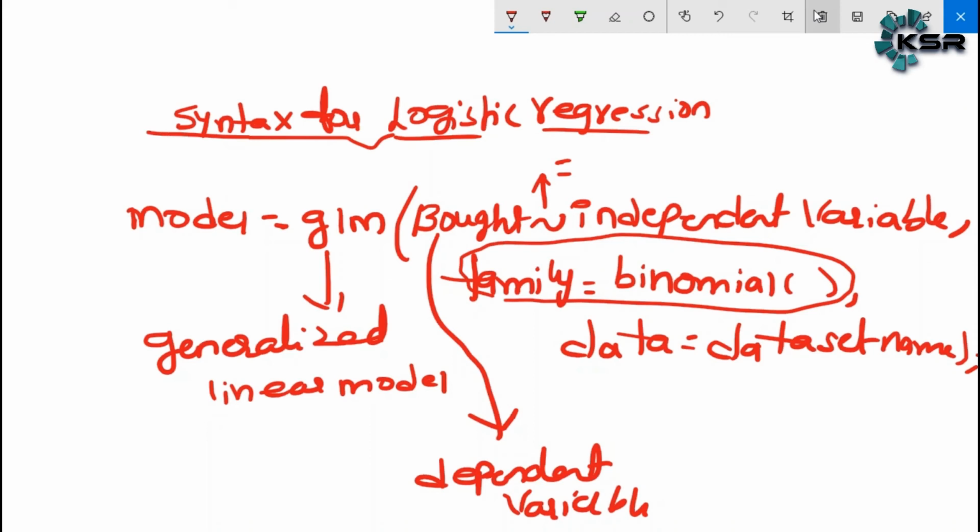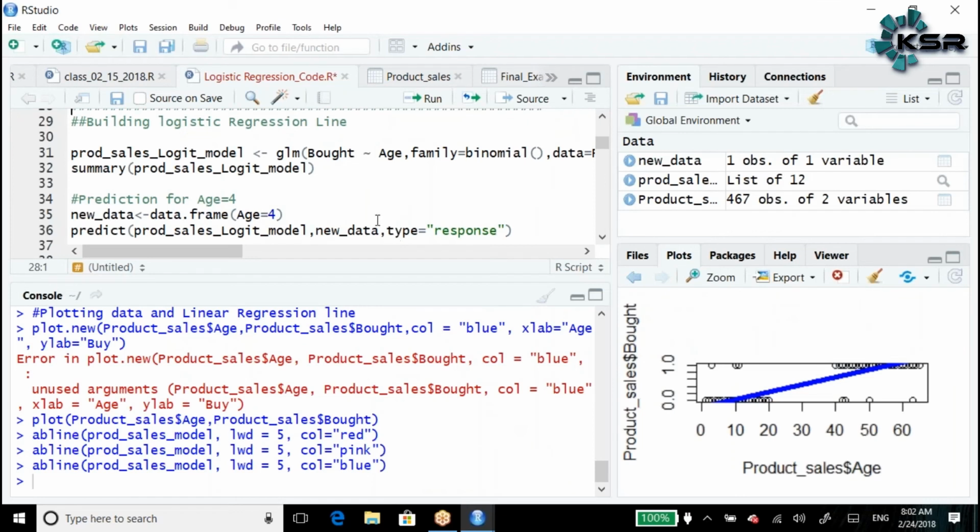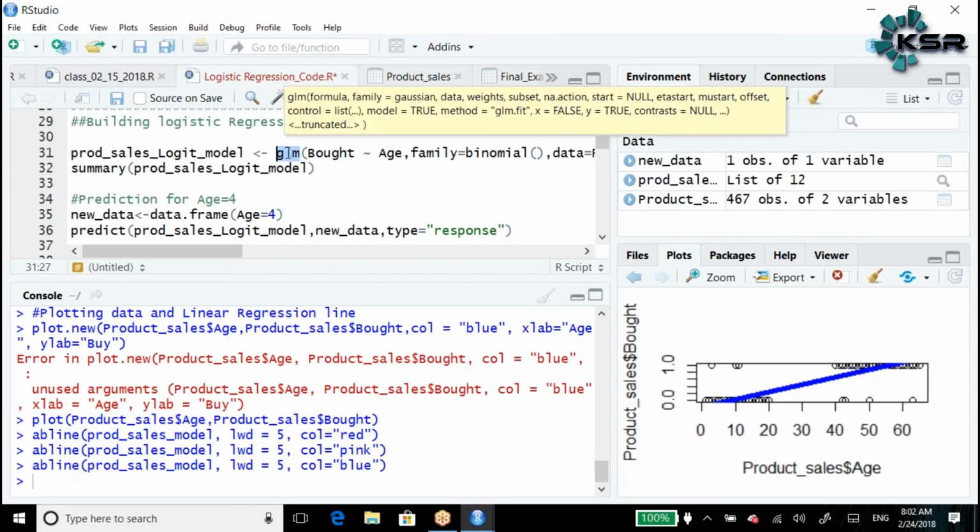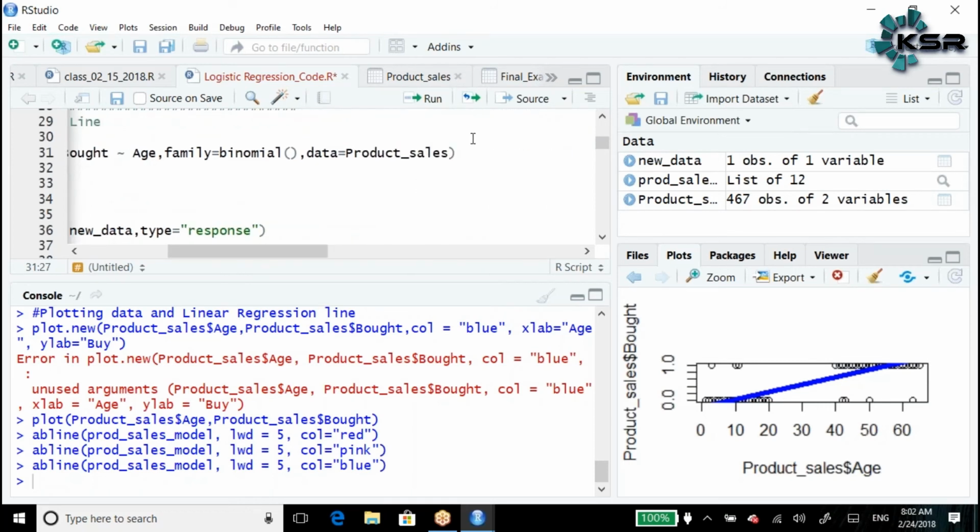GLM means generalized linear model. What is your dependent variable? Tilde independent variable, comma family is equal to binomial because the background is binomial. Data is equal to data set name. Let me run this one. Let me write here product sale logit model, GLM is equal to generalized linear model, bot tilde age, family is equal to binomial, data is equal to product sale. Is it the same as we are writing?